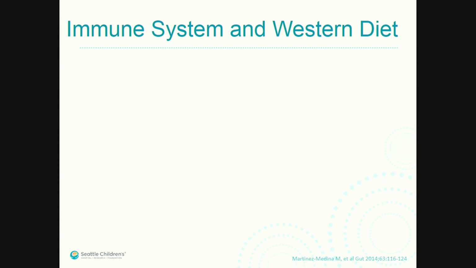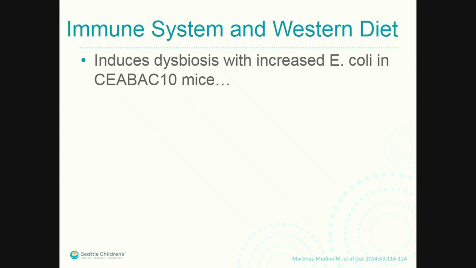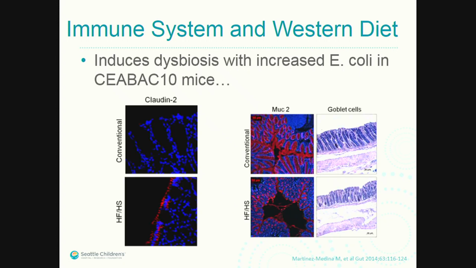So again, we know from a number of studies that diet impacts the microbiome. And in this study by Martinez Medina, they noticed that a Western diet, a diet high in fat and high in sugar, actually increased E. coli, again, one of the organisms that is possibly triggering the immune reaction in IBD. But it doesn't only increase the E. coli. Again, it affects that barrier system.